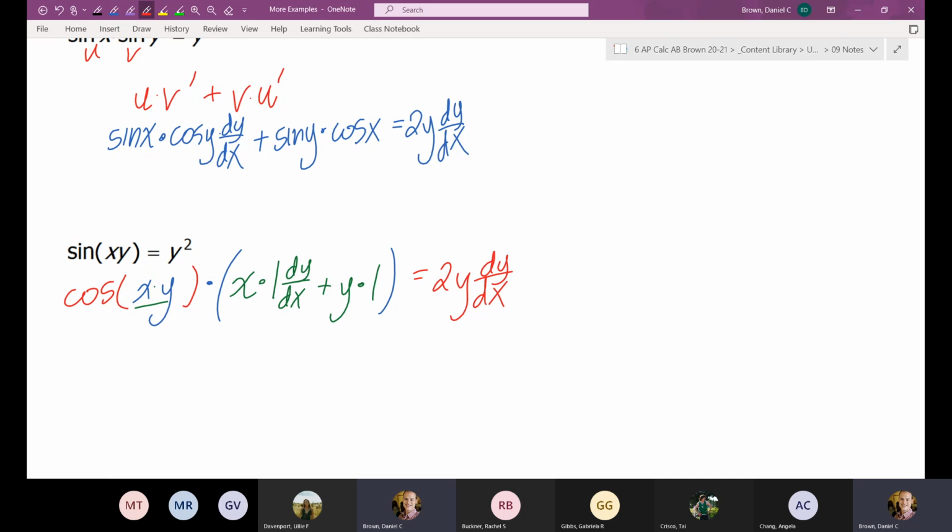You would want it in parentheses because that cosine part would have to distribute to both of them technically. So you would want it in parentheses.